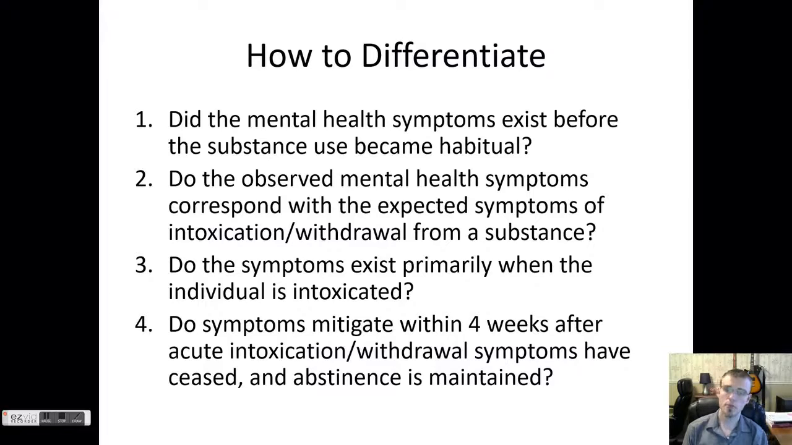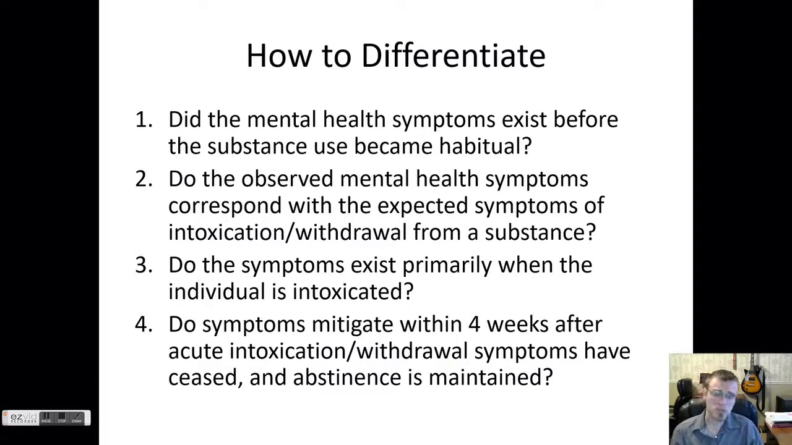Next, we have to ask, do the observed mental health symptoms correspond with the expected symptoms of intoxication or withdrawal from the substance? This is very important to ask if these mental health symptoms did not occur before the substance use disorder, right? So they say, oh, no, I haven't really felt depressed until I started drinking. Well, then we have to ask ourselves, okay, if this may not be an independent mental health disorder, could this be an effect of intoxication or withdrawal? And the only way we can really know that for sure is if the substance they're consuming can cause those types of mental health symptoms.